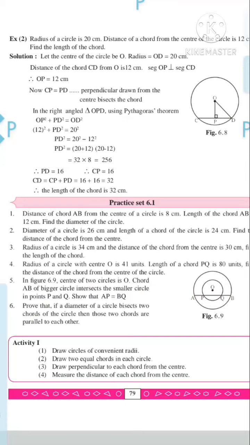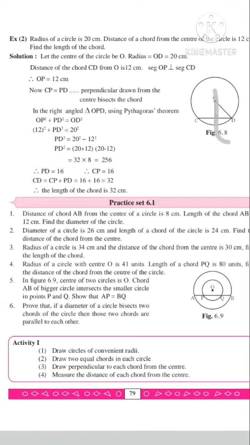Now let the center of the circle be O and radius OD is equal to 20 centimeters. It is given in the question. Now OP is given as 12 centimeters. The distance of the chord from the center, this is the chord and this much is the distance, is 12 centimeters. Therefore OP is 12 centimeters. Now CP is equal to PD, because the perpendicular drawn from the center bisects the chord.